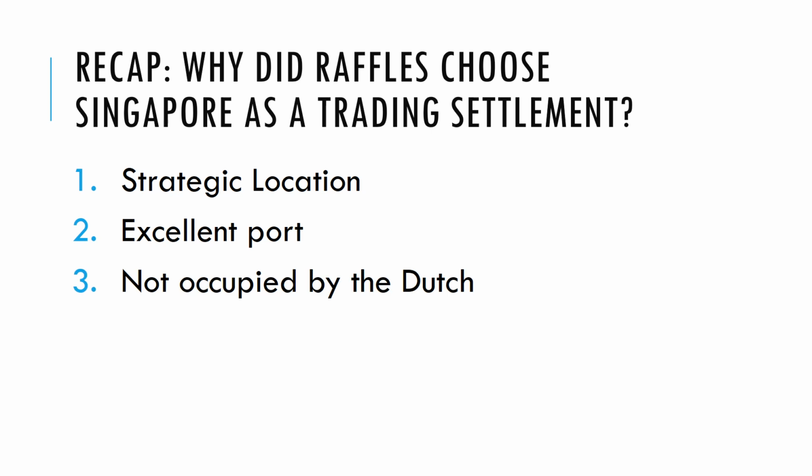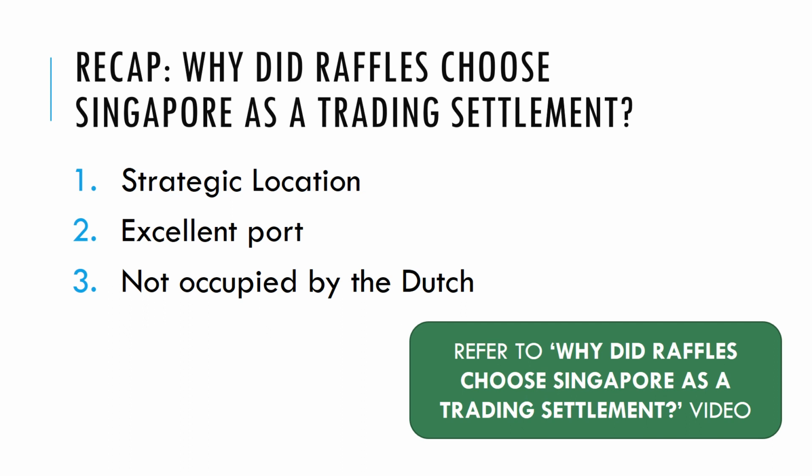Alright, third one, why did Raffles choose? Raffles is the British, right? So why did they choose Singapore was because Singapore was not occupied by the Dutch. So if Singapore was not occupied, who can take over it? Definitely the British.